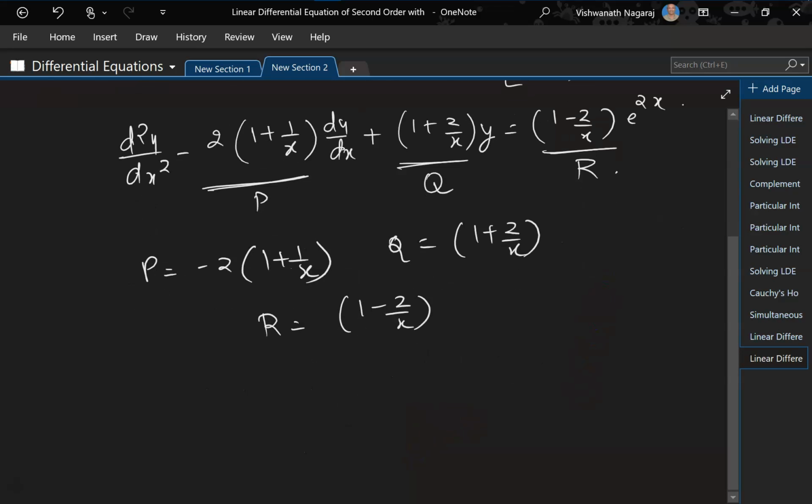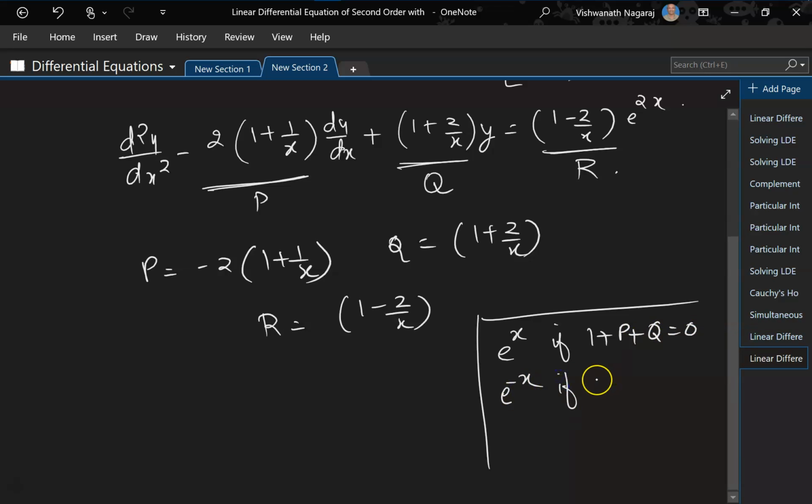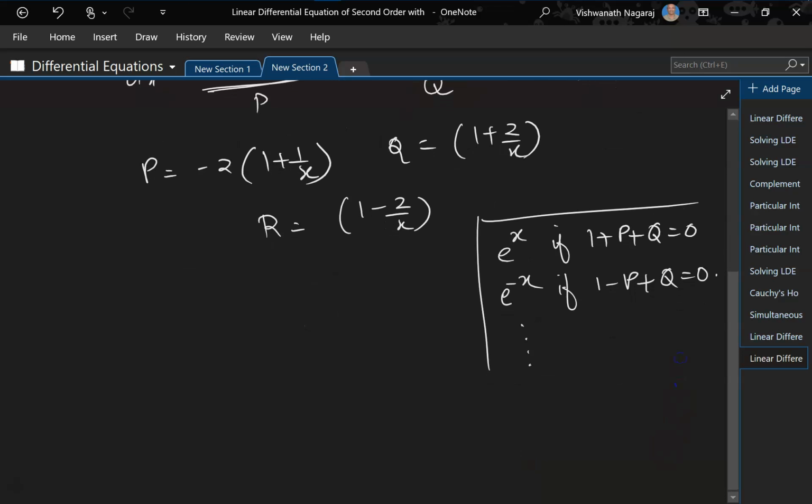Now, one more thing that we needed was an integral of the complementary function, but we have not been given one. So we have to figure out an integral of our own. In the previous session, at the end, if you remember, we saw that the integral would be e to the power of x if 1 plus p plus q equals 0. It would be e to the power of minus x if 1 minus p plus q equals 0, and so on. Remember that? So let's see which category it falls in.